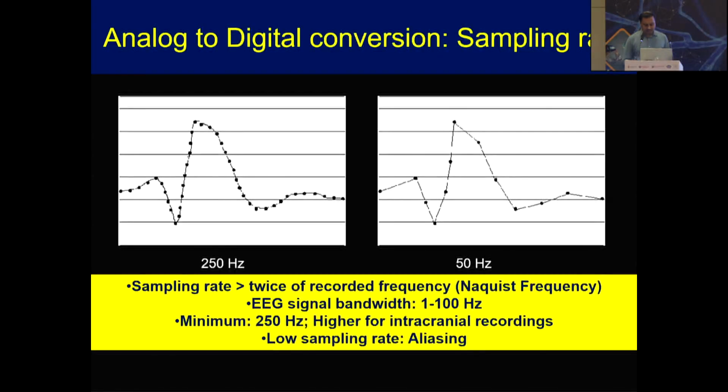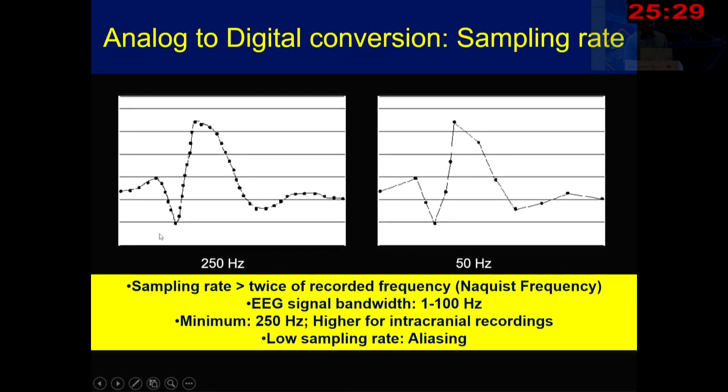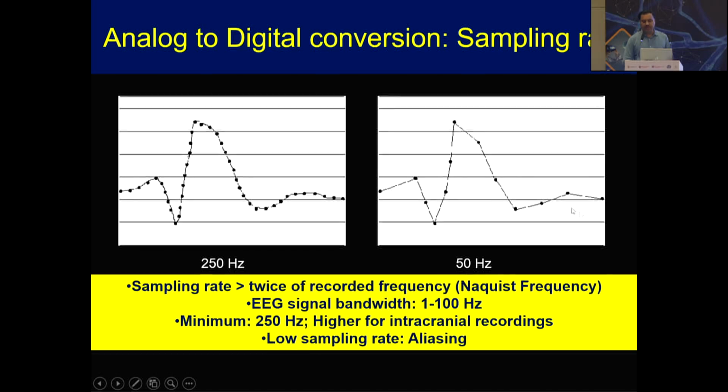So I will skip this. If you suppose you have a sampling rate of 50 hertz, then your original EEG waveform will look like this, a deformed waveform like this.